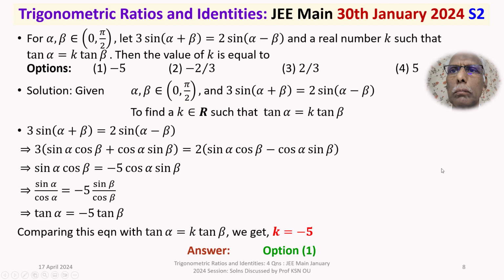Now, I make a remark. It's okay. People will run through all these things and very safely get the answer given by the examination board. But I make a remark. Is it true? Is tan alpha equal to k times tan beta, or tan alpha equal to minus 5 times tan beta? Is it true?